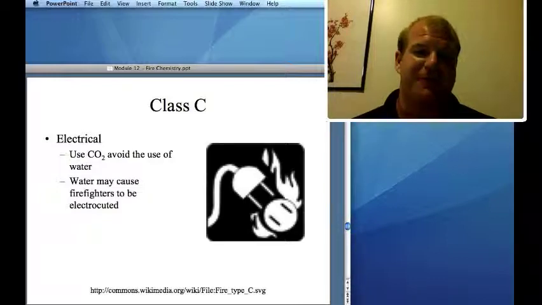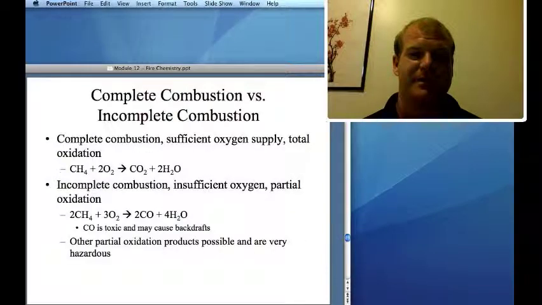A Class C fire, this is an electrical fire. A Class C fire is one that you do not want to use water to put out. Why not use water? Well, because then it can conduct electricity, and some firefighters could be electrocuted. Use carbon dioxide to put out, or something else like a halon to put out this fire.